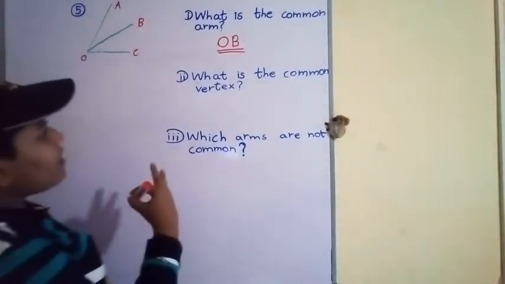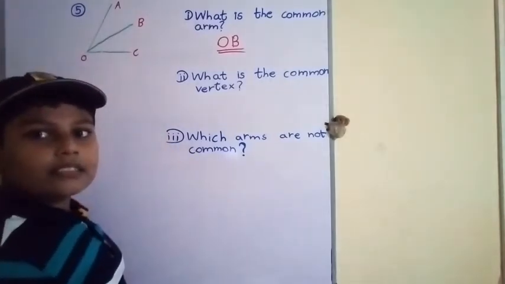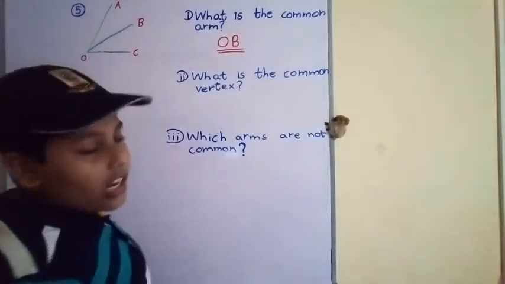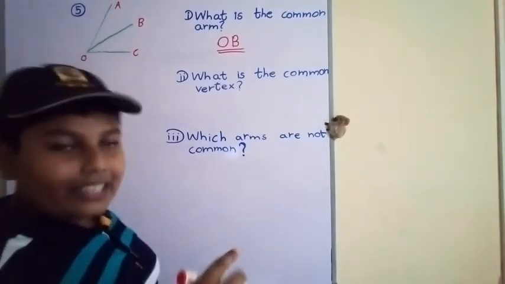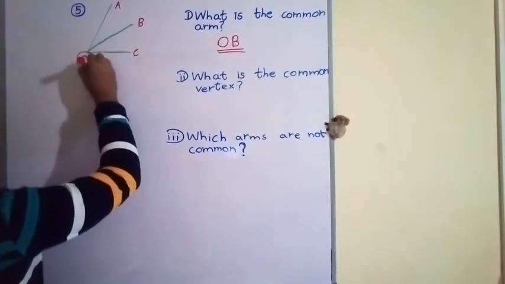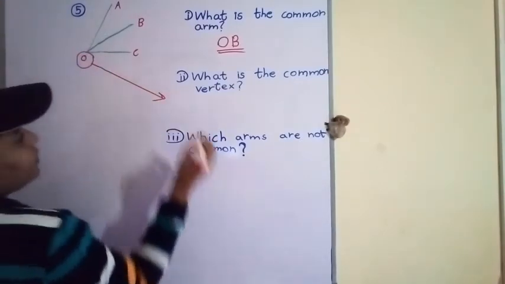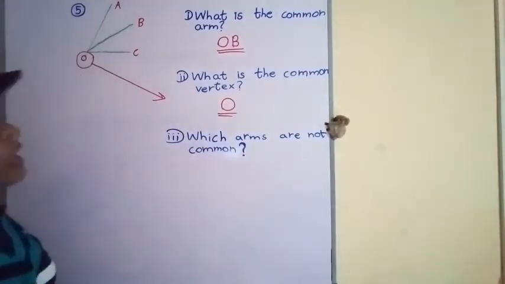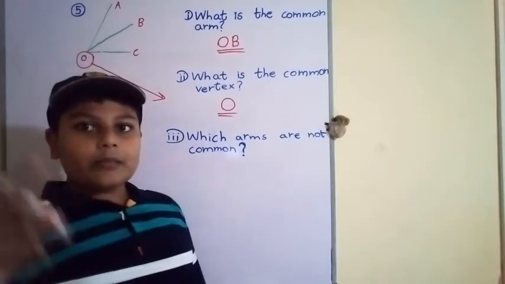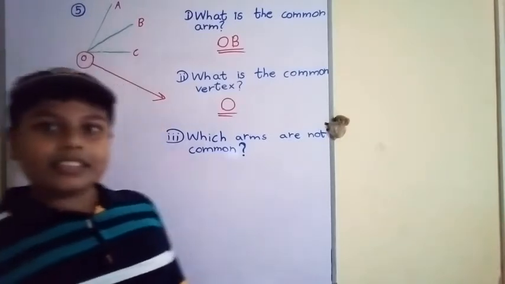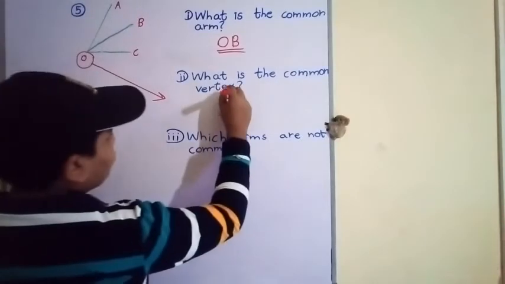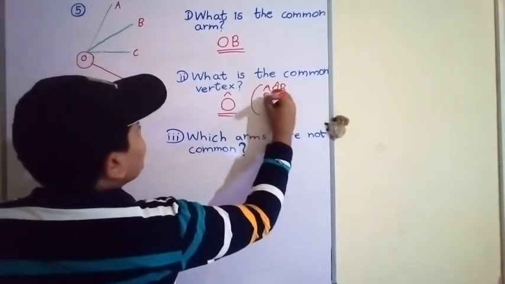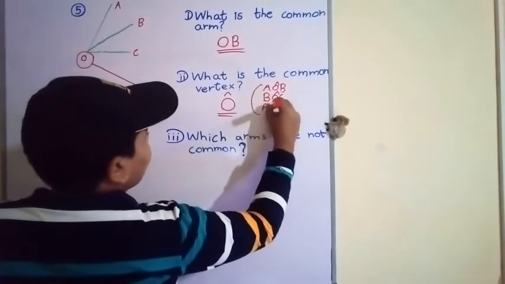Right? In the second one, what is the common vertex? What is the common vertex? We can't write A, B, C. This is the common vertex, O. Right? O is the common vertex. AOB, BOC, AOC. Right? O. The examples are AOB, BOC, AOC.